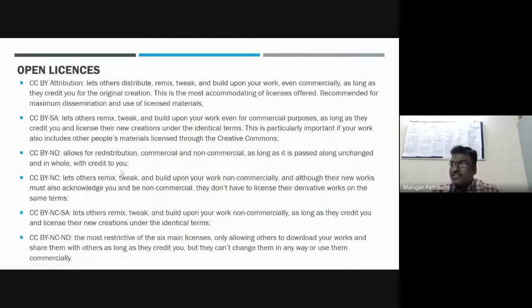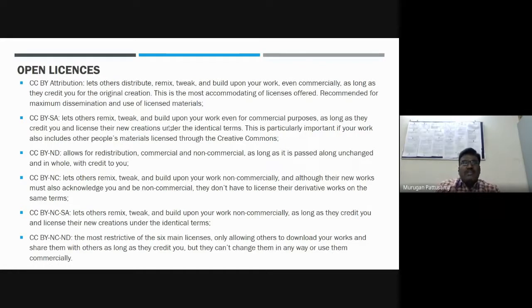Okay. So here I have given another round of explanation as well as the meaning for each and every license and the licensing category. I'll also share this PPT with the organizer; by looking at the PPT content, you'll be able to understand everything. So CC by attribution means it lets others distribute, remix, tweak, and build upon your work, even commercially, as long as they credit you for the original creation. This is the most accommodating of licenses offered, recommended for maximum dissemination and use of licensed materials, and so on.